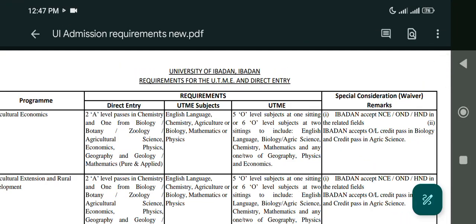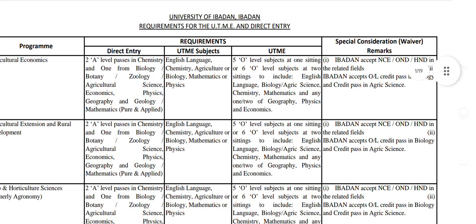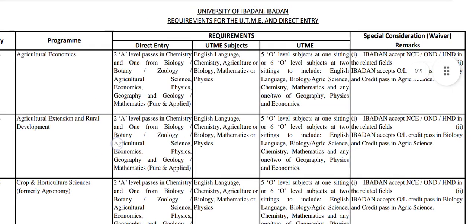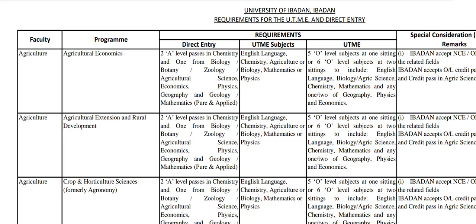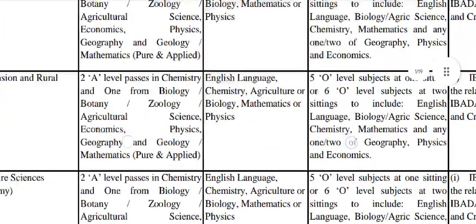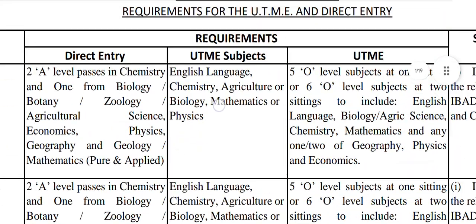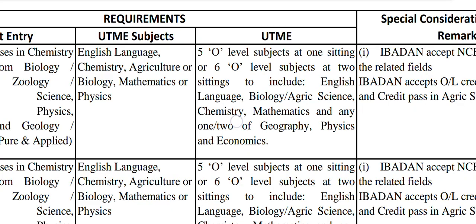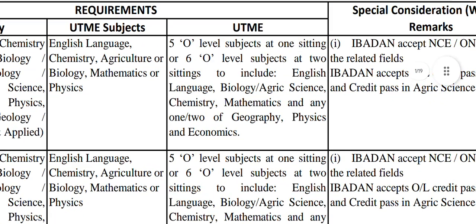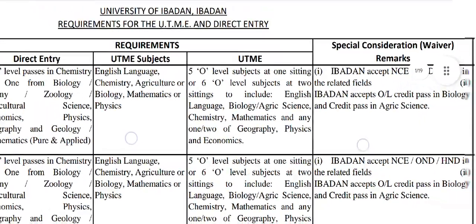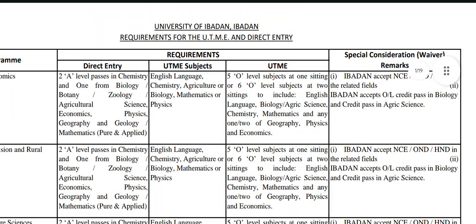Now, this is the admission requirement document, and as a UTME candidate, the part that is applicable to you is under this UTME subject and the following one. This second part is supposed to be written as O-level. So those are the two parts that are applicable to you.